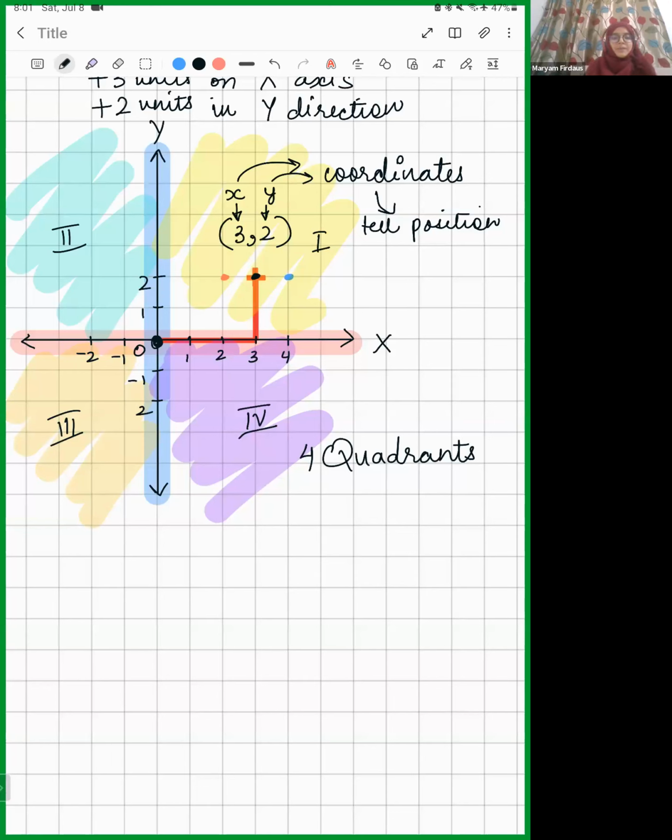The 4 quadrants, how do you get the 4 quadrants? You get the 4 quadrants due to these 2 axes, the x-axis and the y-axis. When they cross each other, they divide the entire plane into the 4 quadrants.